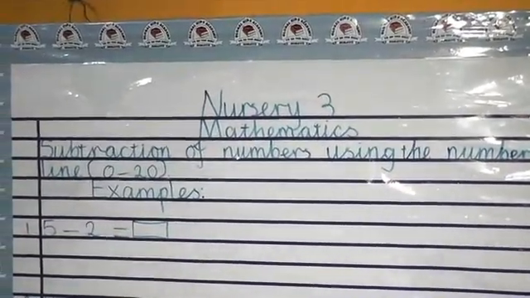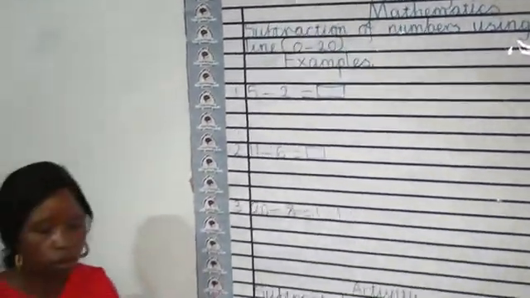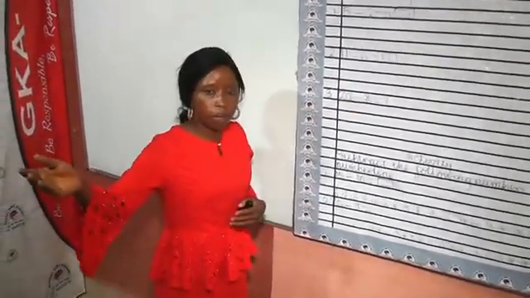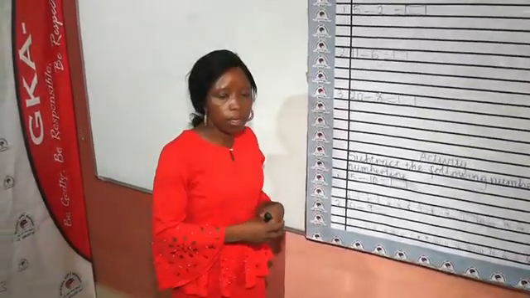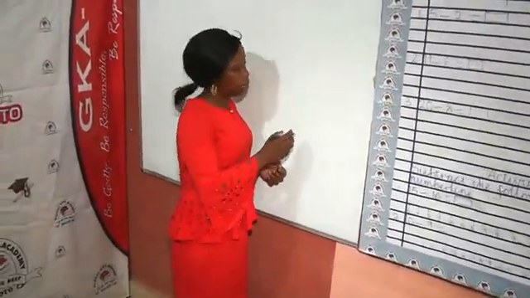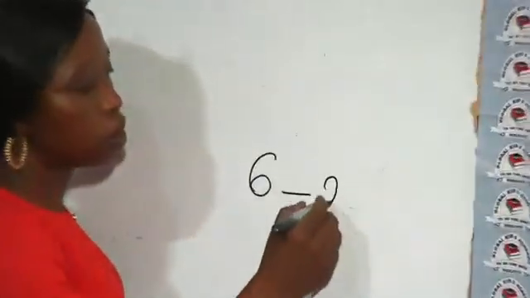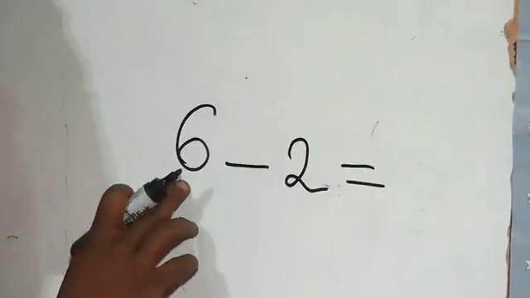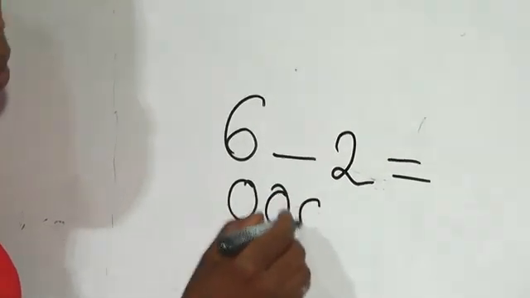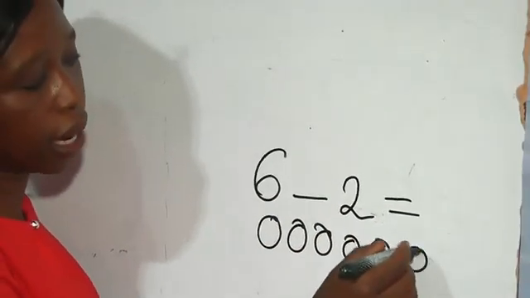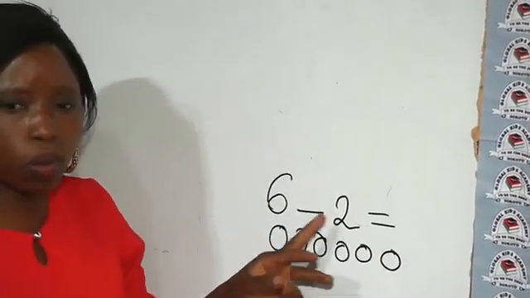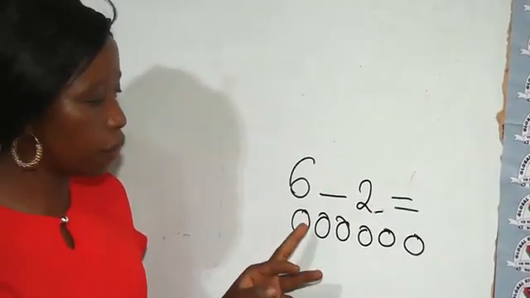Now, what is subtraction? Subtraction means to take away. Subtraction means to remove from something. Subtraction means to minus. For example, if you have 6 minus 2, you pick the first number, which is 6, you count it. 1, 2, 3, 4, 5, and 6. Now, you take away 2 from 6, minus 2 from 6, remove 2 from 6.